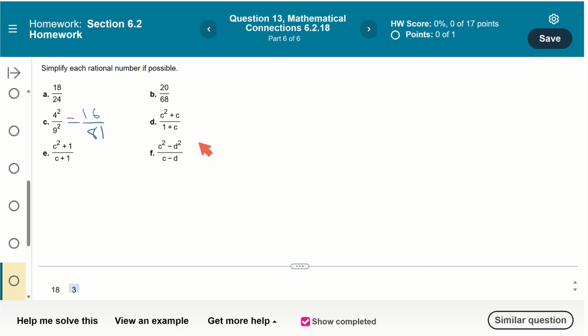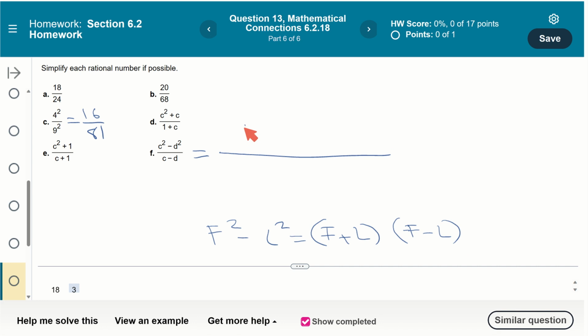This one, however, if you remember, the top is a form of difference of squares. F squared minus L squared equals quantity F plus L times quantity F minus L. And so we can factor that as C plus D times C minus D. And then we have C minus D on the bottom, so we can now cancel all of C minus D here with all of C minus D there. So we end up with C plus D.